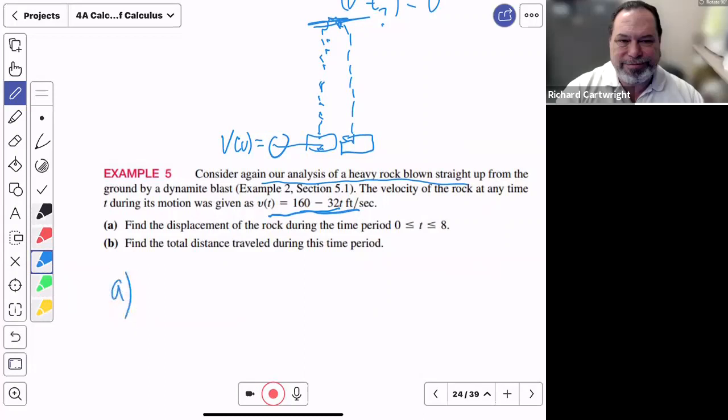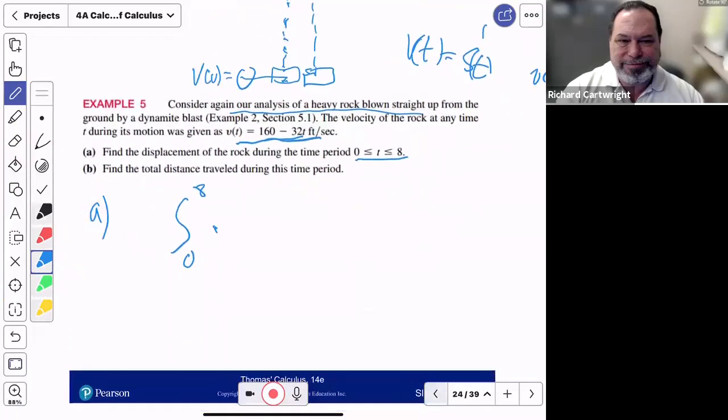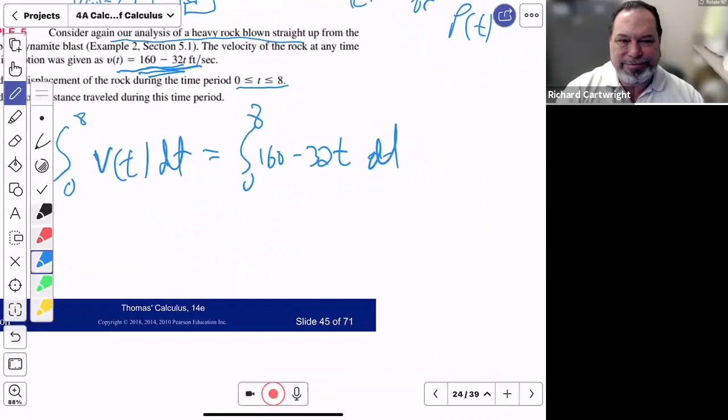Because when I do A, I'm going to take my integral. He says I'm going from 0 to 8. And underneath this integral, I have to put the velocity equation, because that's a rate. Velocity is S prime, or if you use position as P, you could say P prime. So underneath the curve will be my velocity, V of t, dt. So I'm integrating this. It's not that bad. I'll write it out. 0 to 8 of 160 minus 32t dt. This is not too hard. This will give me 160t minus 32t squared over 2 from 0 to 8.